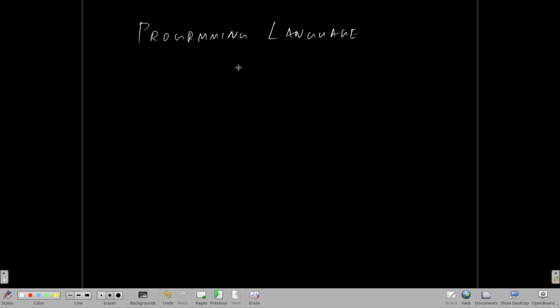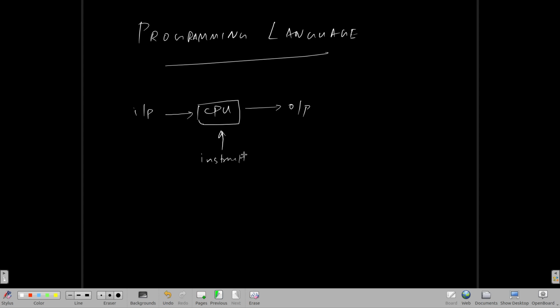Right. So in the previous lectures we had mentioned that we have the processor or CPU, right? And it takes some input, it gives some output based on a set of instructions, right? So a programming language deals with this part, how to write instructions. The thing is that basically, how are these instructions stored in memory? In earlier classes I gave different types of memory and all.